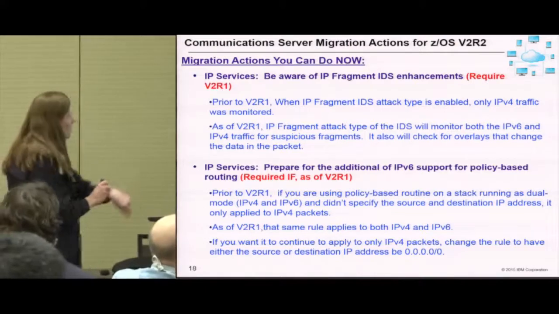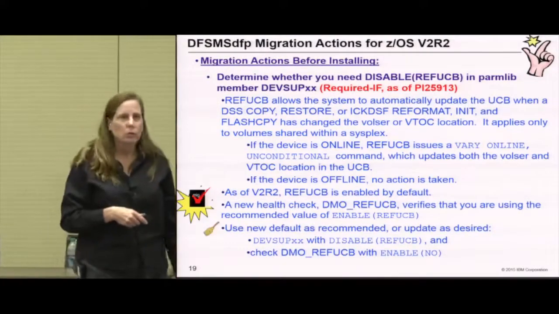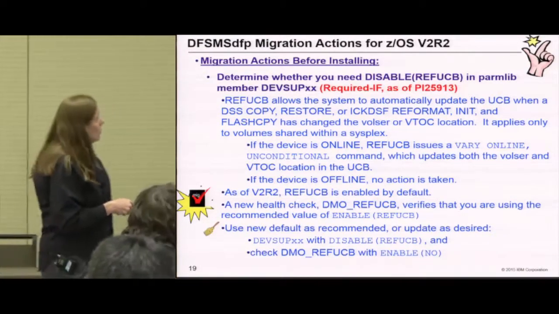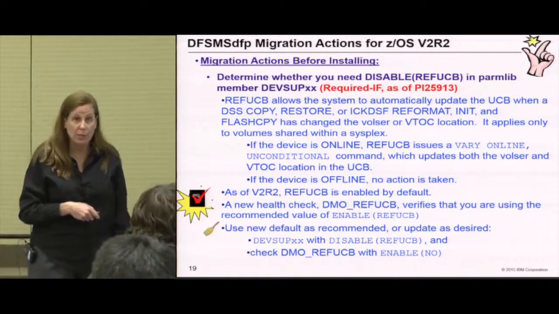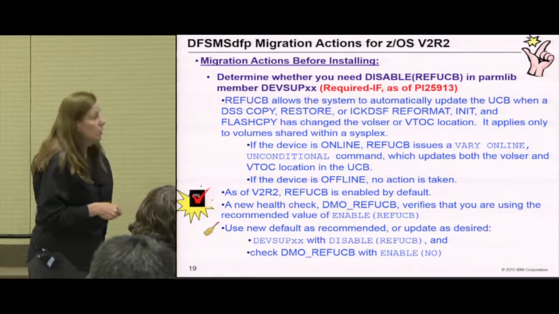Okay, these are z/OS 2.1 items that came from Communications Server, so I'm going to move through that just because I want to make sure I get to all of the important ones for 2.2. So let's move to DFSMS, DFP. This is the REFUCB option in DEVSUP.